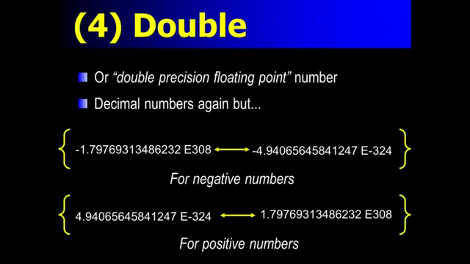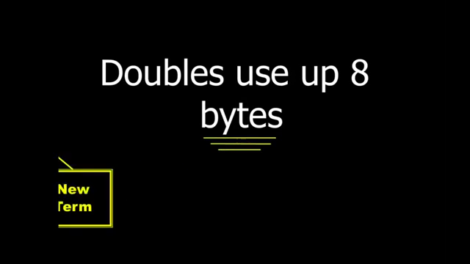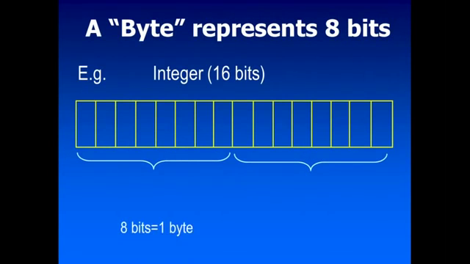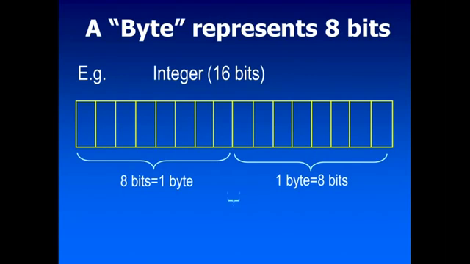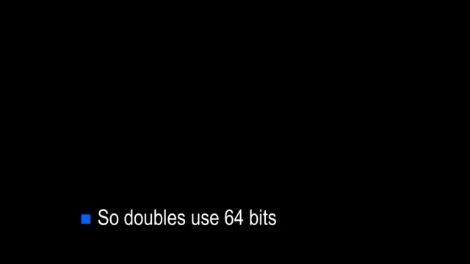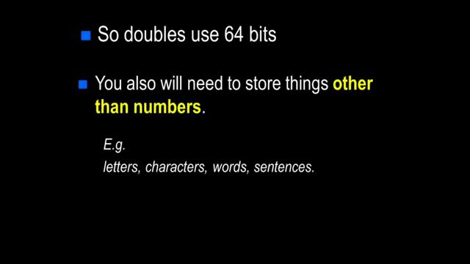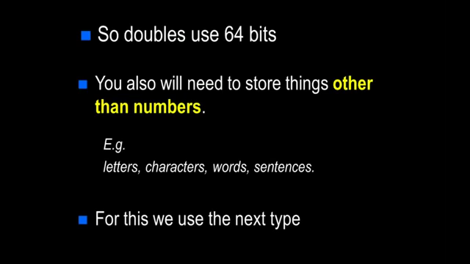Okay. Moving on. Doubles use up 8 bytes. And as I said, the byte is 8 bits. So we just talked about that. So by the way, doubles use 64 bits. How many bytes?